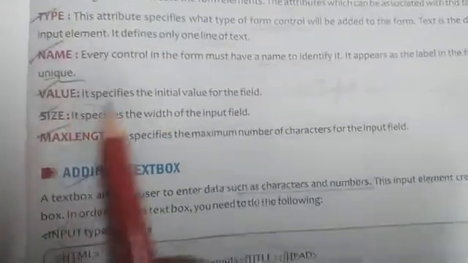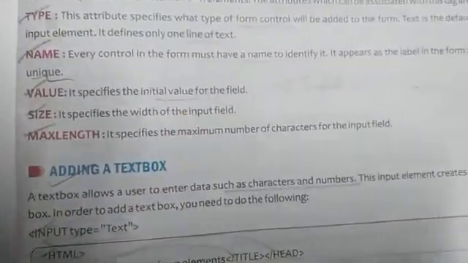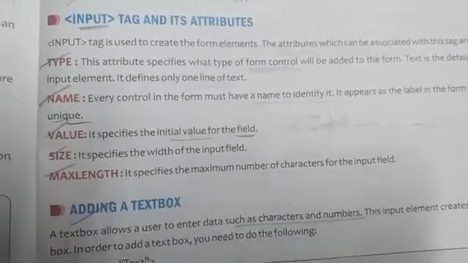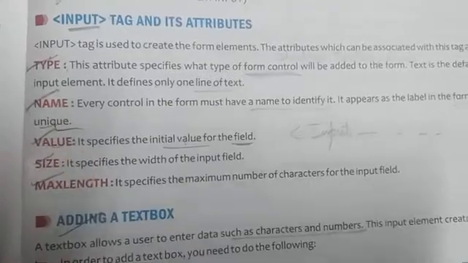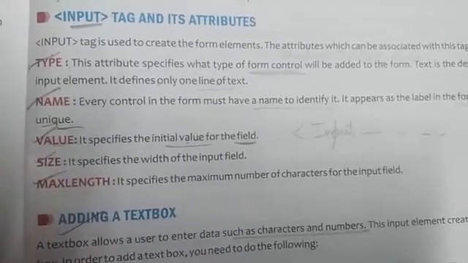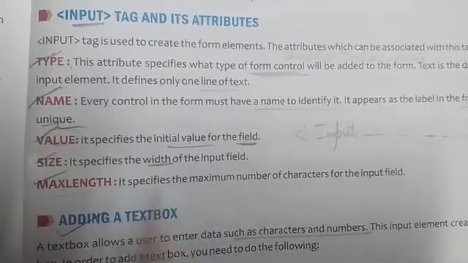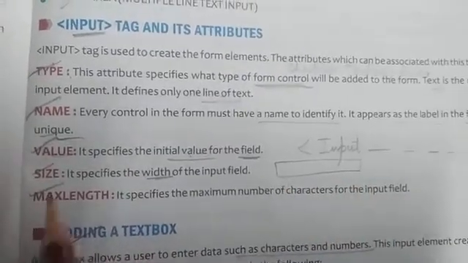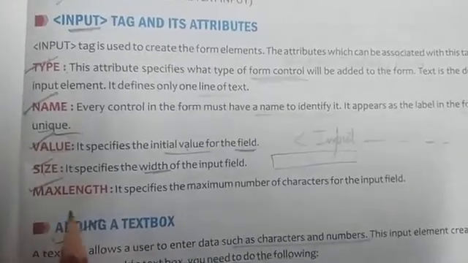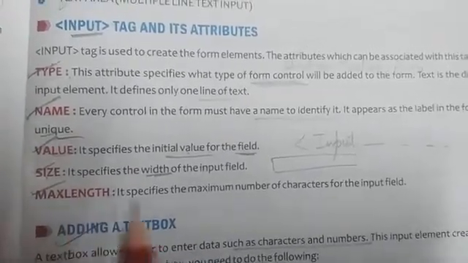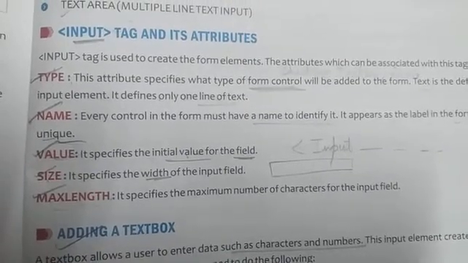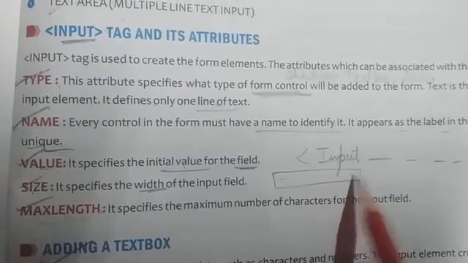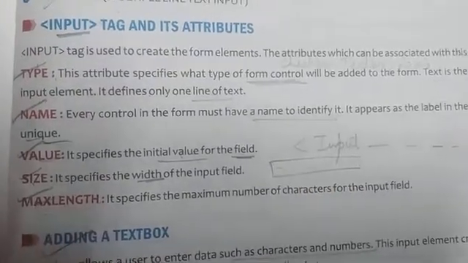After that is value. It specifies the initial value for the field. Means whatever information, whatever field you are creating, which initial value you want to assign, that you can define in value. After that, size of the input field. Yes, width दोगे आप. आपने जो text box बनाना है उसकी आपने width कितनी रखनी है, that you can specify with the help of size. Next we have max length, means how many maximum characters it will contain. Means in this text box how many characters we can enter, that we can specify using max length.